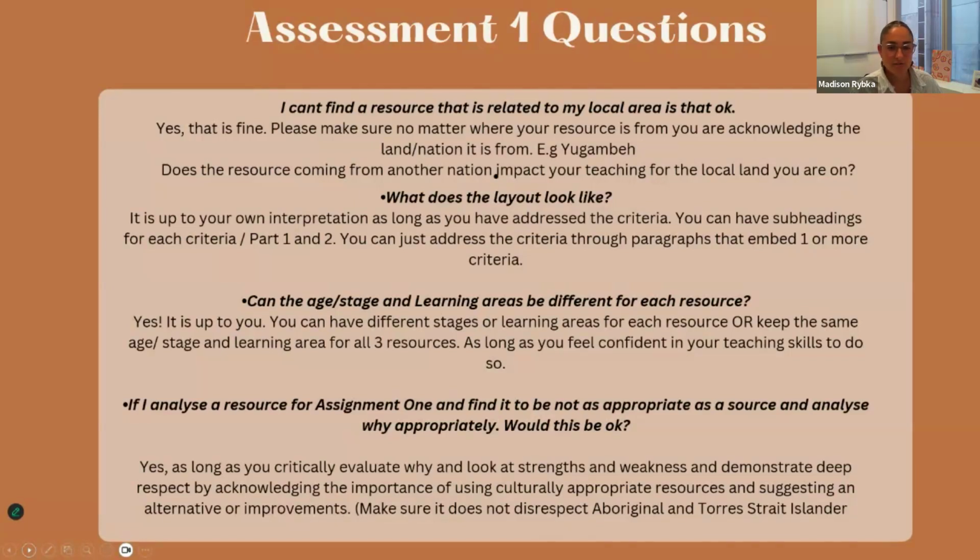And then if I analyze a resource and it's not as appropriate, can I still keep it? Yes, as long as you critically evaluate why and look at the strengths and weaknesses. I do say try and steer away from that, but it may have certain things within there that you may want to speak about if it's appropriate, or suggesting alternative things, especially if you're speaking about something from a different land or different mob, you might want to suggest alternative options as well. That is completely up to you.